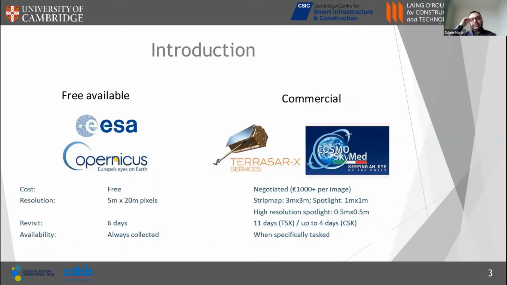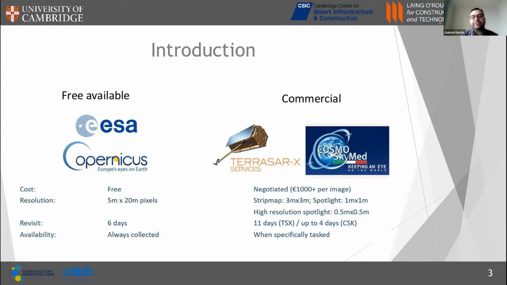Regarding the data, we have different satellites where we can get SAR data to do this process. On one hand, we have the freely available data provided by the Copernicus program from the European Space Agency. They have a satellite that is called Sentinel-1, and they provide the data freely. The spatial resolution of this is 5 × 20 meters, and the revisit time is 6 days.